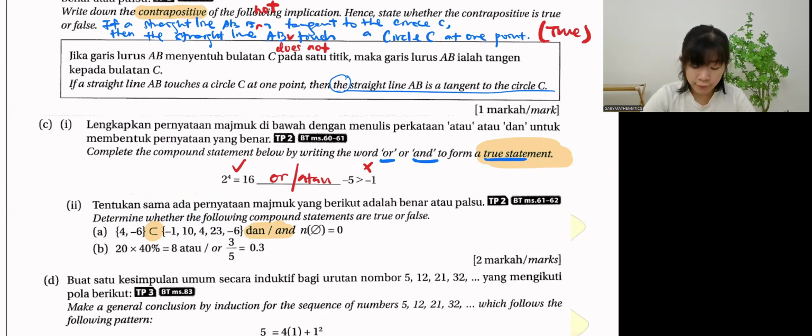What do you all think? 4 and negative 6, is it the subset of this set? The answer is yes. You can find 4 here. You can find negative 6 here. So 4, negative 6 is the subset of this set is true. Understand? Subset means it is part of it. Is 4, negative 6 part of this set? The answer is true.